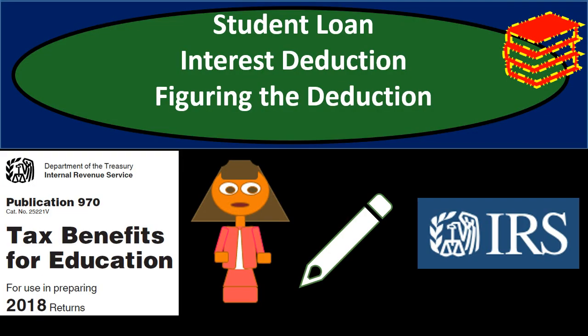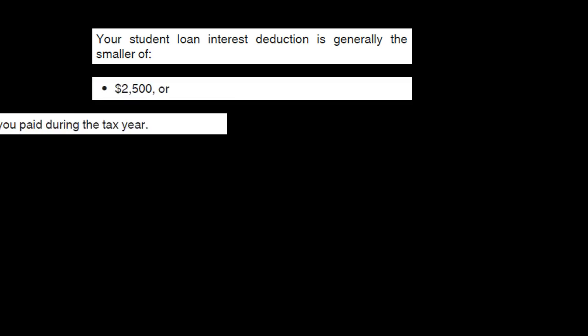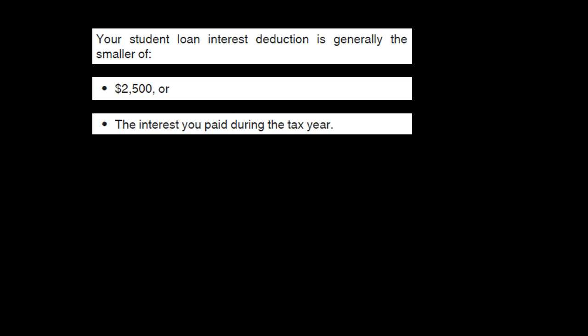In this presentation, we will discuss how to figure the student loan interest deduction. This information can be found in publication 970. Your student loan interest deduction is generally the smaller of $2,500 or the interest paid during the tax year. So that's going to be our limitation, in essence, a cap, the interest that we paid. Remember, we're not talking about the principal portion of the loan. It doesn't mean how much money we paid back for the loan itself, but the interest portion, and the interest portion then being capped at that $2,500 or at the amount allocated to interest of the payments that we made.